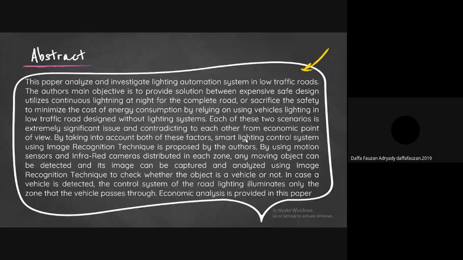By taking into account both of these factors, a smart lighting control system by using image recognition technique is proposed by the authors. By using motion sensors and infrared cameras distributed in each zone, any moving object can be detected and each image can be captured and analyzed using image recognition technique to check whether the object is a vehicle or not. In case a vehicle is detected, the control system of the road lighting illuminates only the zone that the vehicles pass through. Economic analysis is provided in this paper. Next.